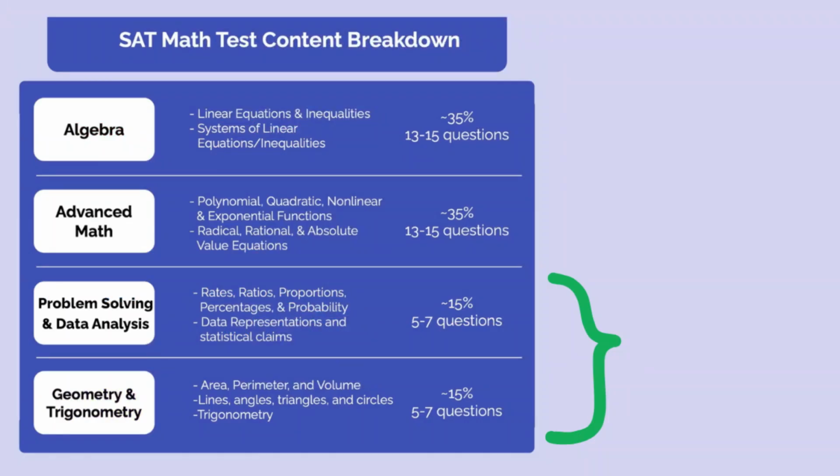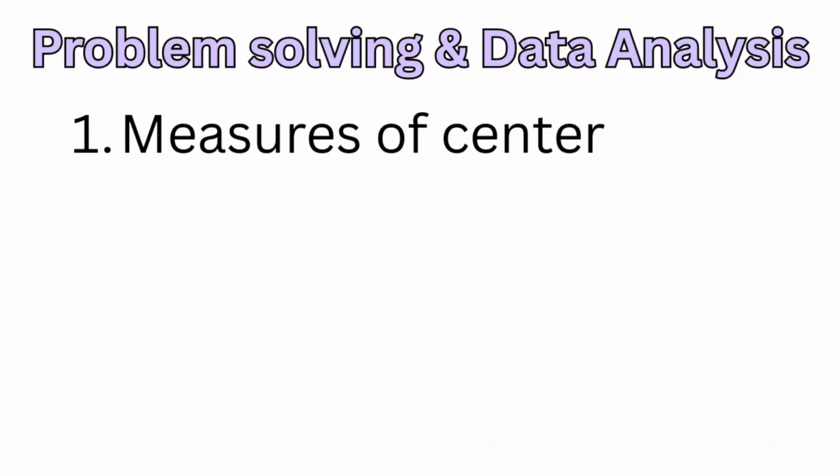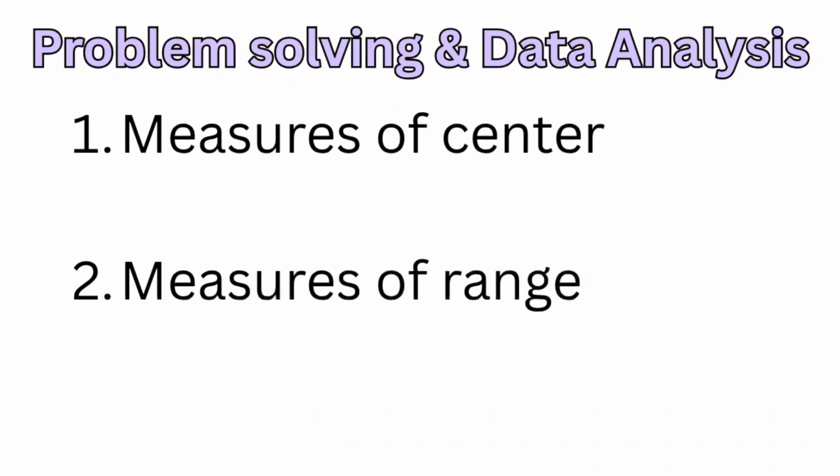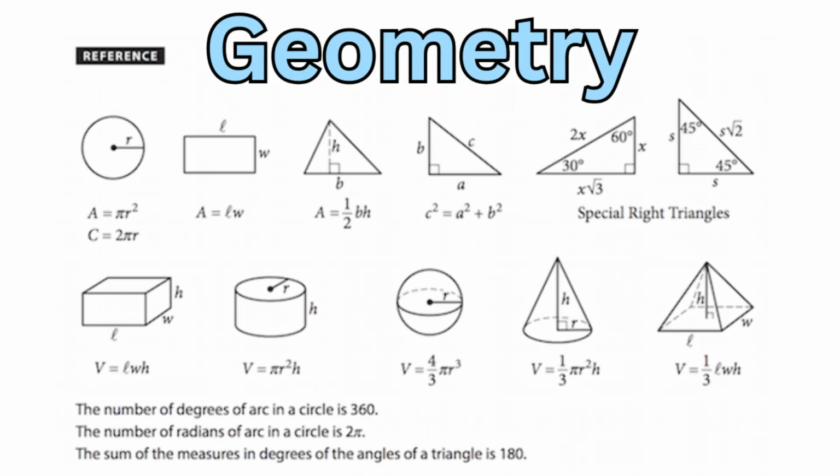I'm not going to go over the other two sections in this video too much because they're 30% of the test. But if I had to give you a few tips, just know what the basic measures of center are for problem solving and data analysis, along with the measures of range. Just look up what those mean if you don't know. And then be familiar with the basic types of charts. And then for the geometry section, there's a lot of area formulas on the front cover of the math section. Just read over those one time and understand what all of them mean.